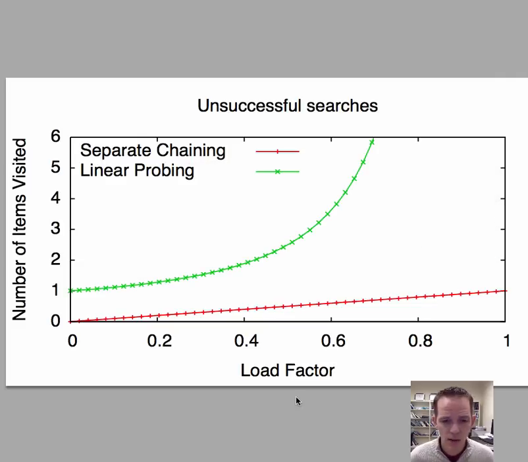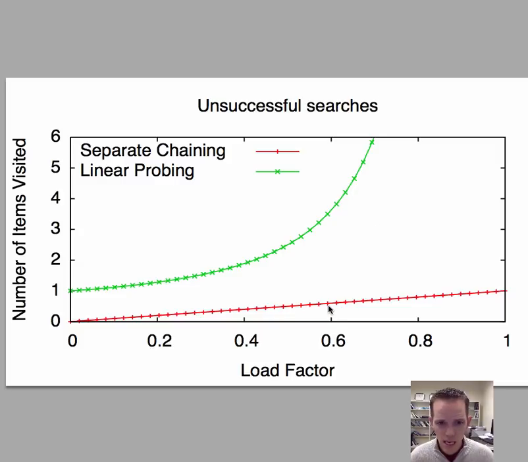Let's add that to our graph. Whoa! It's going to go way up, up, up. In fact, it even starts at 1, interestingly enough. We could get a list and it could be empty, and we're not going to compare any items, but we at least have to compare one item to see if it's there. And notice it goes up and up and up.